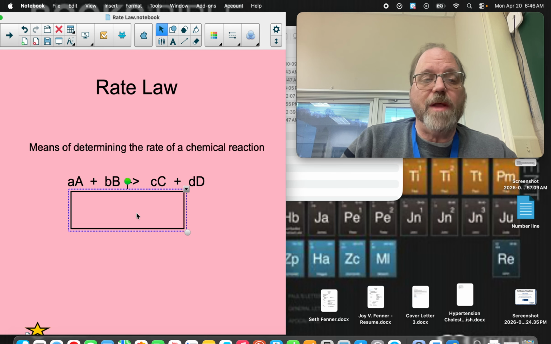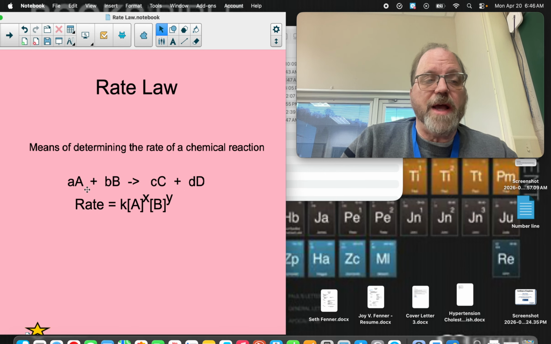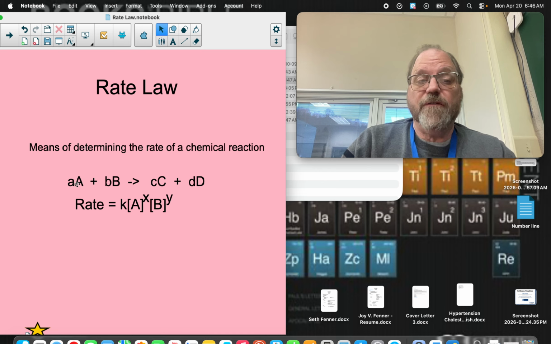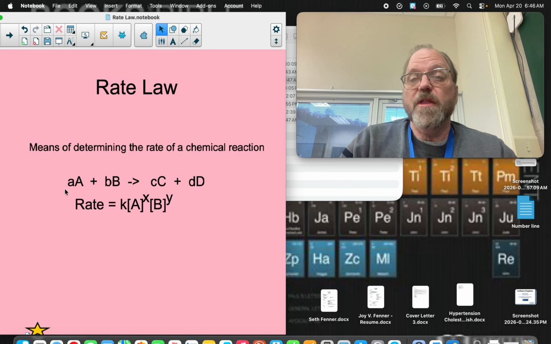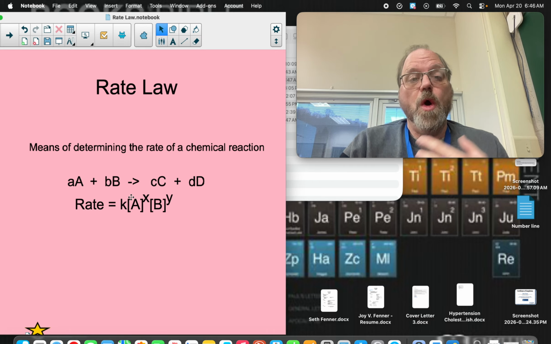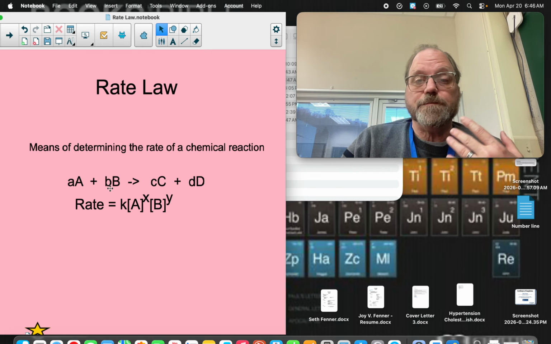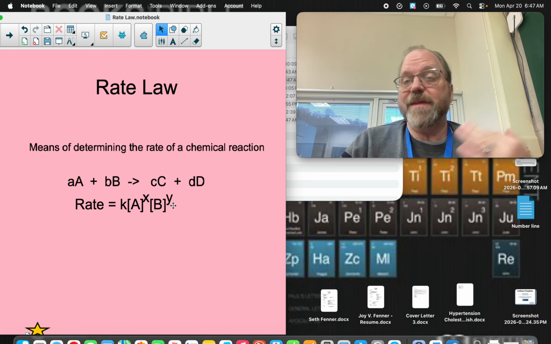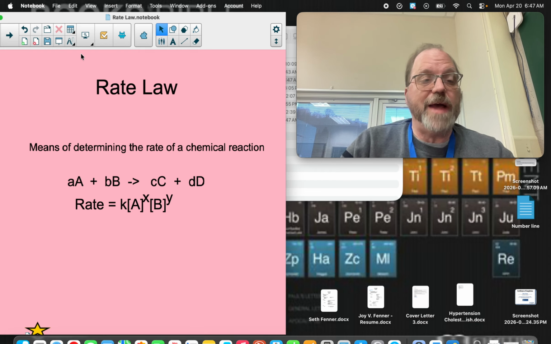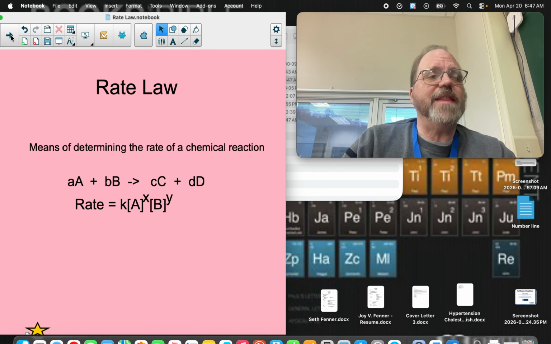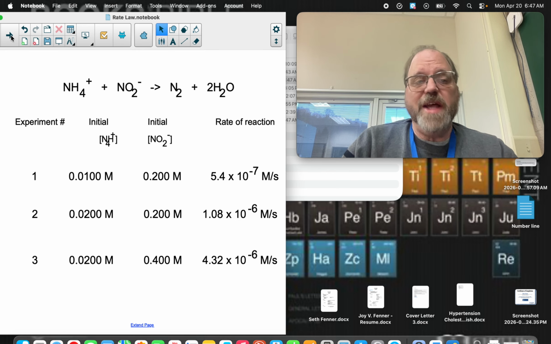And the rate law itself is expressed as rate is equal to a constant times the concentration of the first reactant, with each of them raised to an exponent. Now you'll notice those don't have anything to do with the coefficient. So it's not like equilibrium, which we talked about last year. All right, so how do we find these values? Well, let's take a look at an example of a chemical reaction.